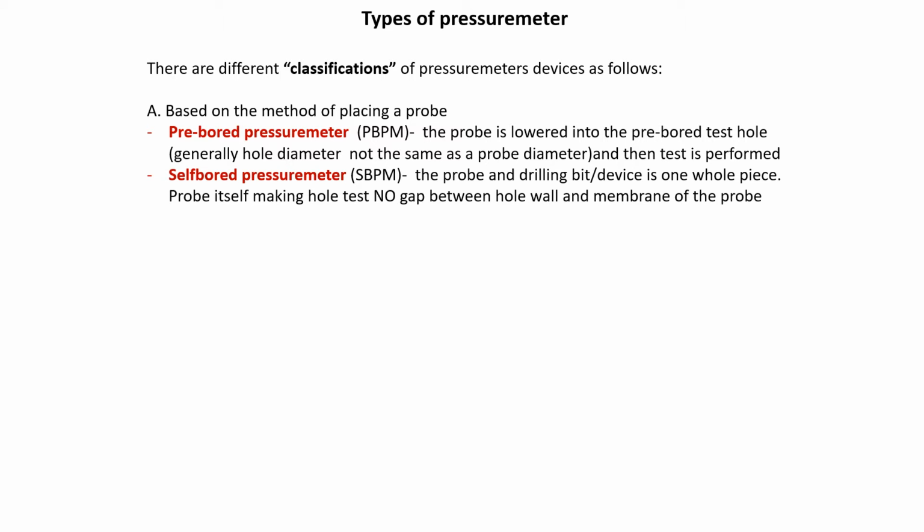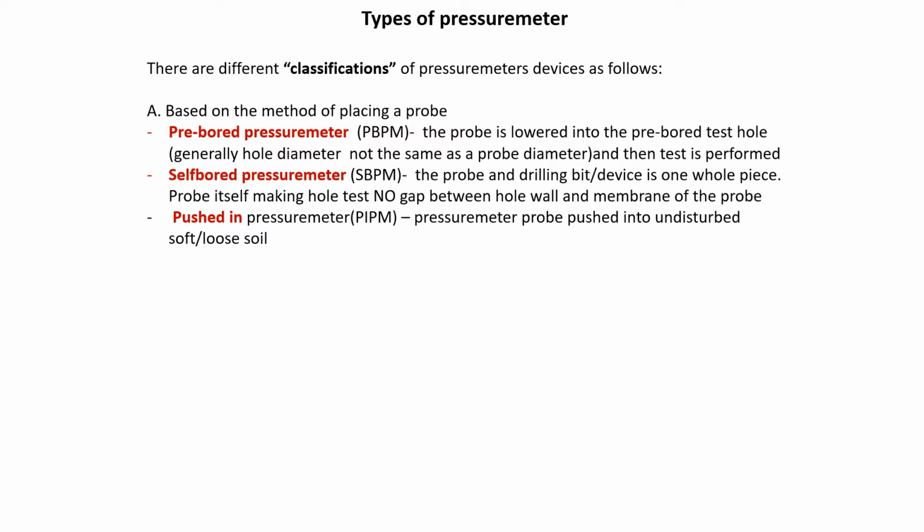And what's the main difference between pre-bored and self-bore pressuremeters? In self-bore pressuremeters, generally, if it's done properly, you don't have a gap between your probe and your borehole walls, so it immediately starts pushing or testing your soils. The pushed-in pressuremeter is a bit different. If you have very loose or very soft materials, you can just push in your probe. Again, you don't have a gap between your probe and soils, but in this case you are a little bit shearing your soil during penetration of the probe itself, so you're missing some part of the curve if you compare it to the self-bore pressuremeter.